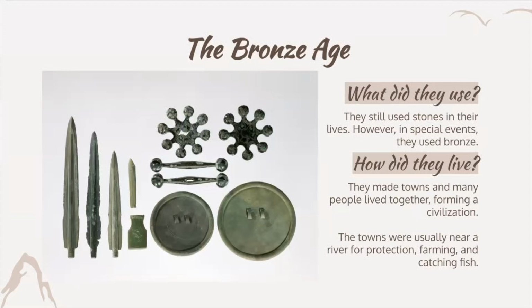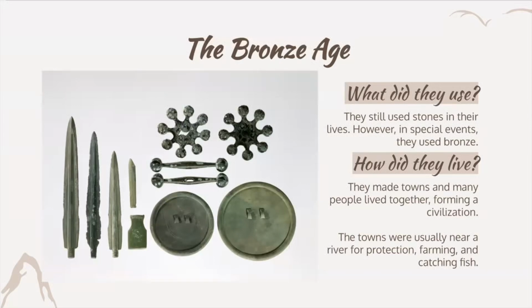Also, the towns were usually near a river. There is a reason why the towns had rivers. It is because, first, they can protect their town from other people. Some people might attack. However, if there is a river, the people need to cross the river, which takes a lot of time, so the towns could be safe.